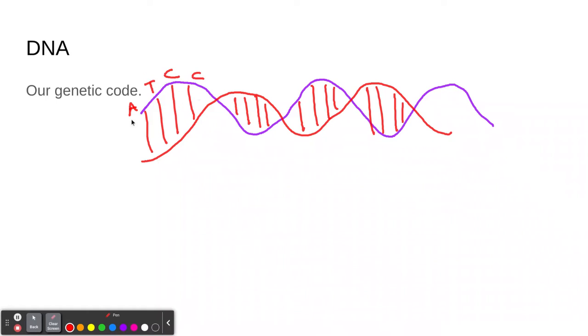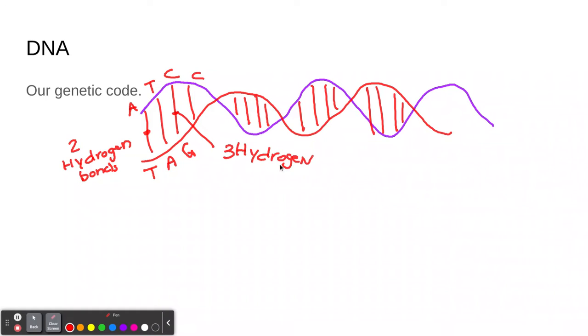Let's try that. So in DNA, A will bond with thymine, and there are two hydrogen bonds for adenine and thymine. T will bond with A, and cytosine with guanine, and this bond will have three hydrogen bonds. And of course, C to G.